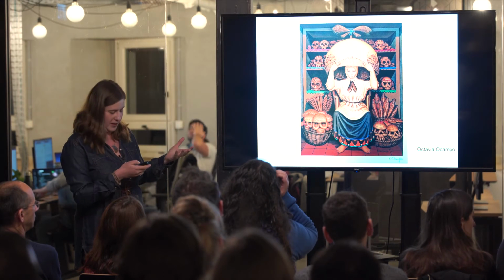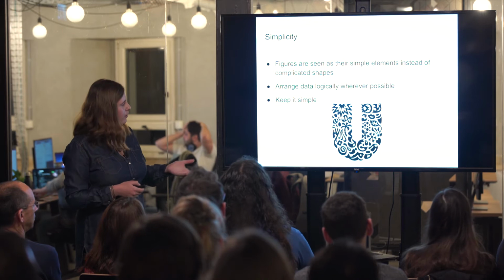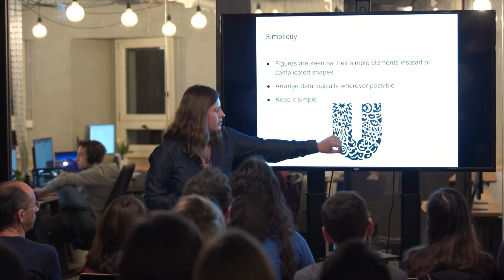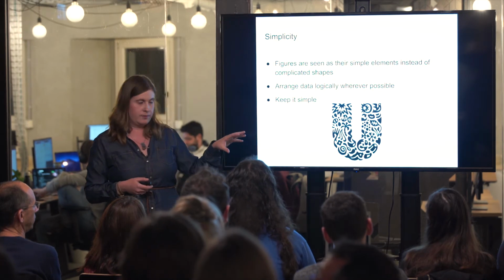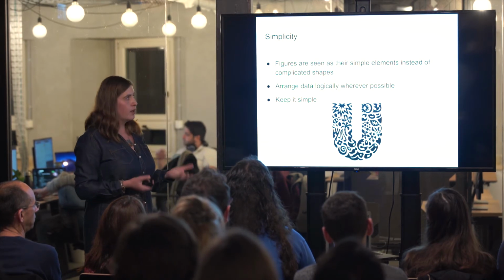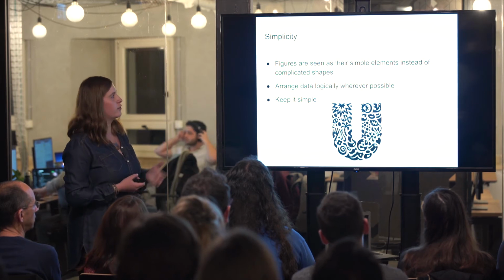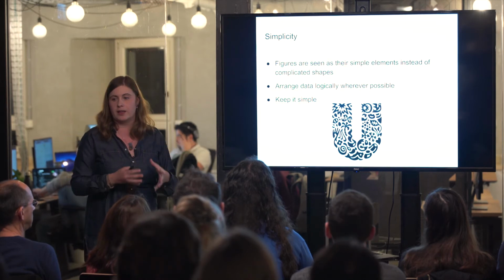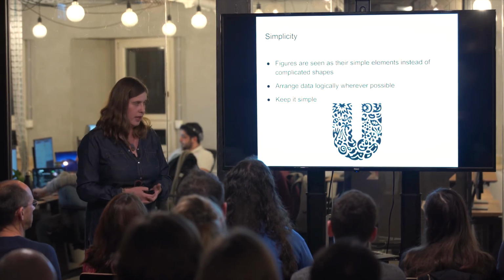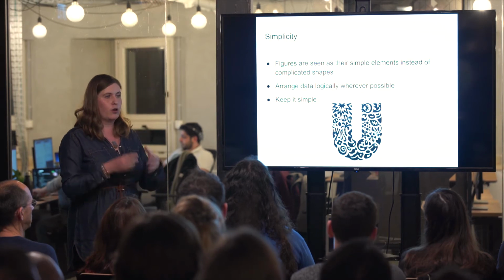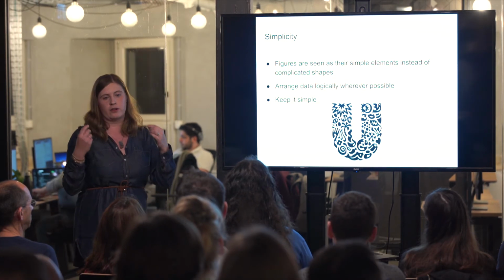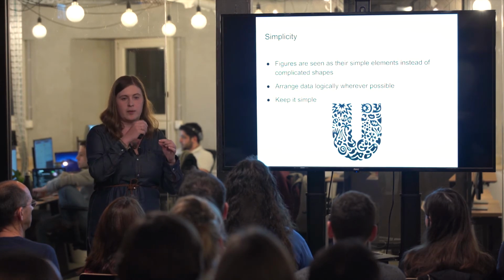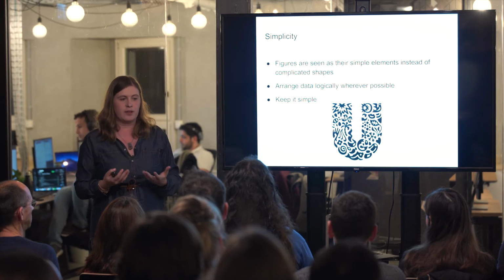You see the simplest image. For example, this is the logo of Unilever. You also do not see each different symbol. You see a U. So the first law is that figures are seen as their simple elements instead of complicated shapes. We see the easiest shape. If you remember the Olympic circles, you see circles. But if you look closely at the logo, they are not circles. They're interrupted curves, but we perceive them as circles.